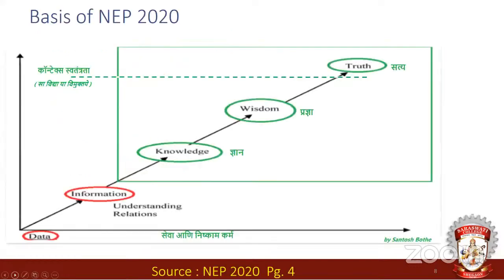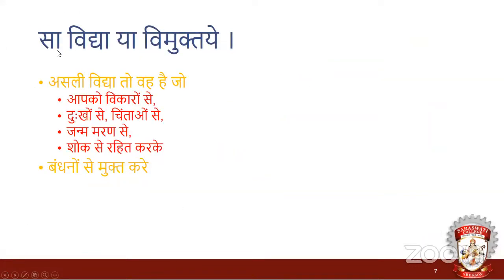We probably all know that our motto of education was always "sa vidyaya vimukti". It means that real education is that which frees you from afflictions, sorrows and worries. Let us not get into the spiritual aspect of it. It means freeing you from the darkness of ignorance, the darkness of lack of knowledge. That which frees you from this is what we call "sa vidyaya vimukti". So that's the primary purpose.